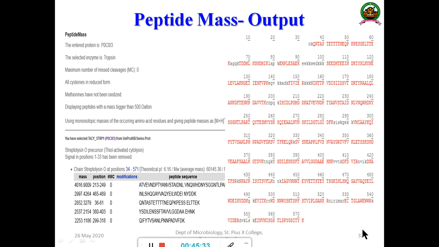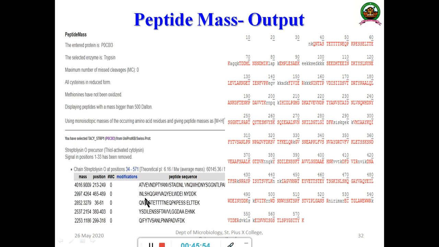So here you can see the output. This is known as the peptide mass output. Here you can see what is shown in red color. This is the specific site for these enzymes. And you can see there is a bigger fragment.